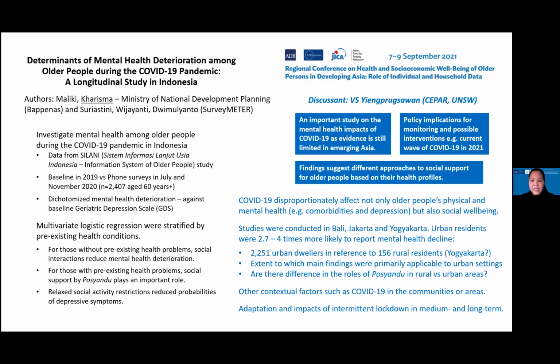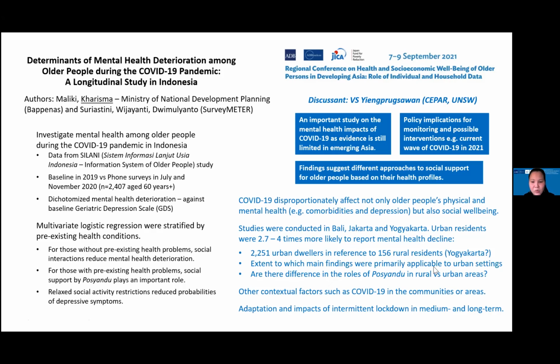We know that the studies were conducted in Bali and Jakarta, and one of the main findings is that urban residents were 2.7 to 4 times more likely to report mental health decline. The first point I want to check is that I note in the paper that there are 2,251 urban dwellers compared to 156 rural residents. So it's very predominantly urban, and I would imagine these are mainly in Bali and Jakarta, and a smaller subgroup in Yogyakarta. I just want to check.